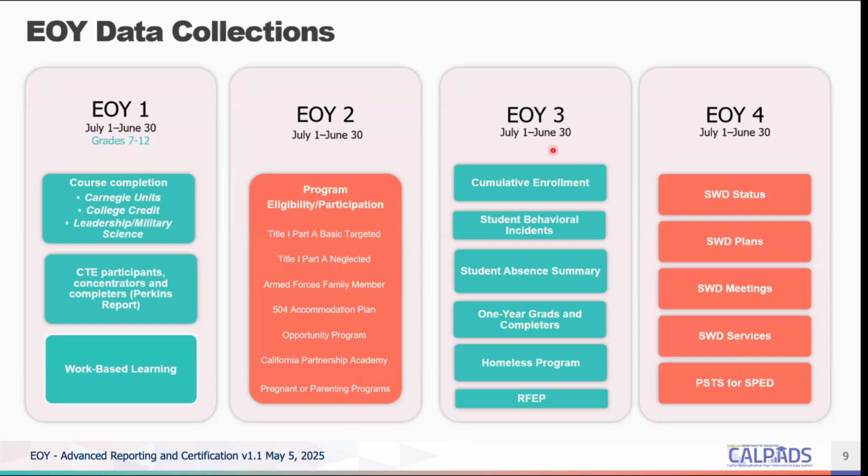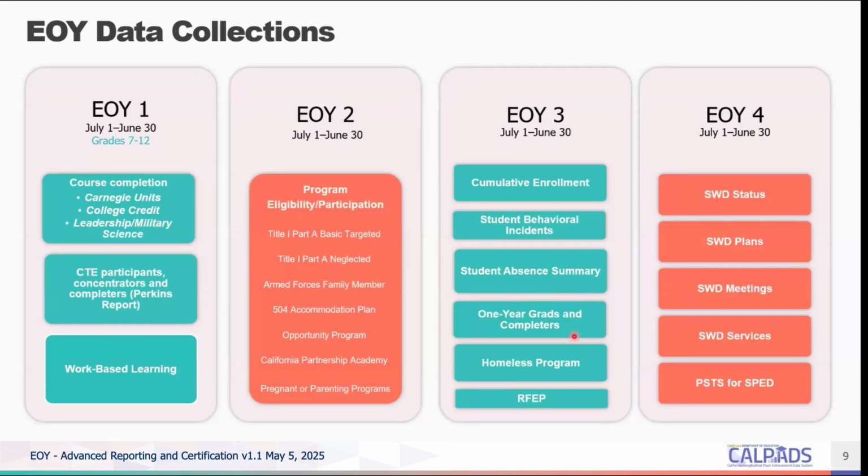Now, EOY 3 has the most data that you need to submit, and you probably will spend a lot of time on end of year 3. The data that you submit includes your cumulative enrollment, as well as your student behavioral incidents information. Your students' absence summary also is submitted through EOY 3, and your 1-year graduates and completers.